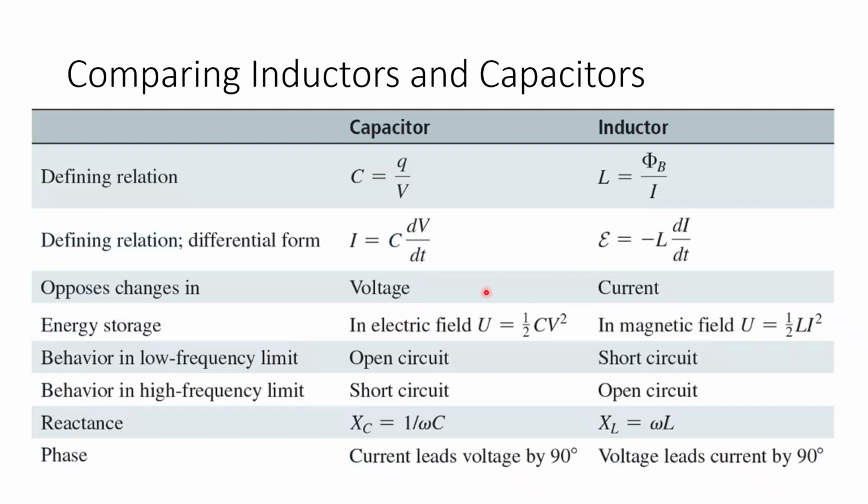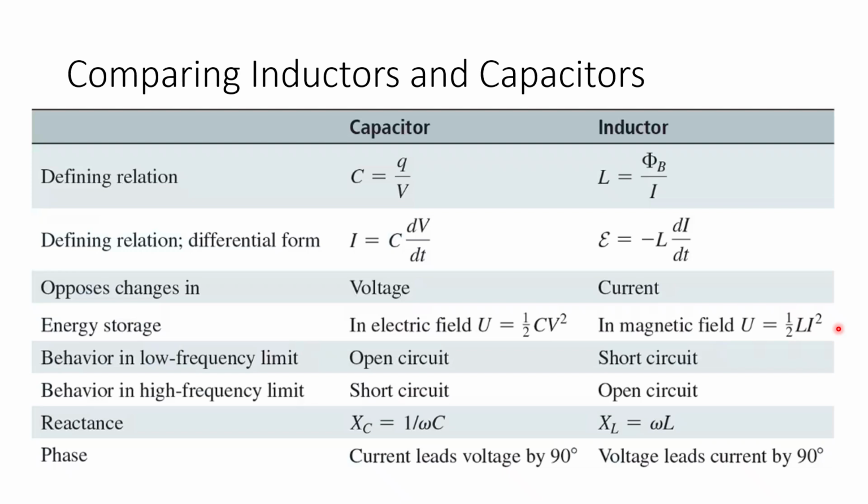Capacitor opposes changes in voltage, and inductor opposes changes in current. For energy stored, with a capacitor, it's stored in an electric field and it's 1/2 CV squared. With an inductor, the energy stored is in a magnetic field and it's 1/2 Li squared.